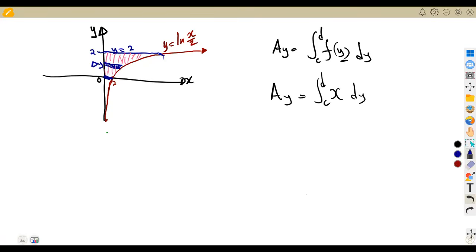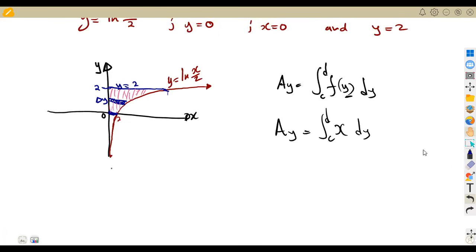So now we can have the whole part here as x is equal to 2e to the exponent of y, like that. Meaning to say, we are going to integrate this. So that's our x in this case, with respect to y. So that's our area with respect to y, which is going to be the integral of 2e to the exponent of y in this case, with our limits.